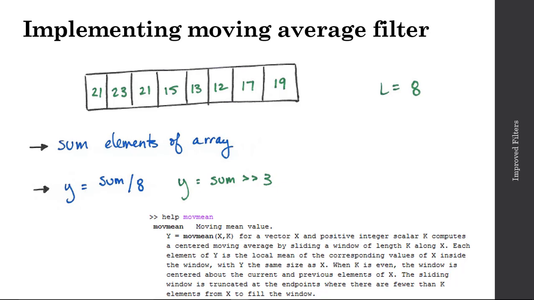So here you see help movmean. If you ever have questions in MATLAB, just type help and the name of the function. And we see movmean takes 2 inputs, x, which is our array of data, and k, which is a scalar number describing, effectively, the length of our window.